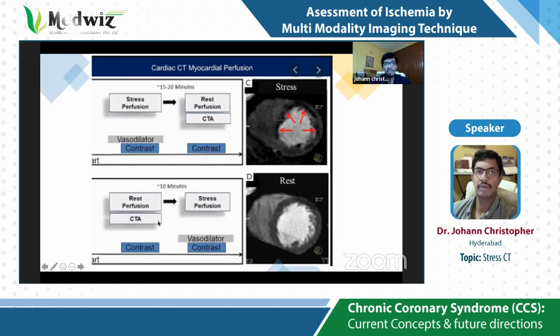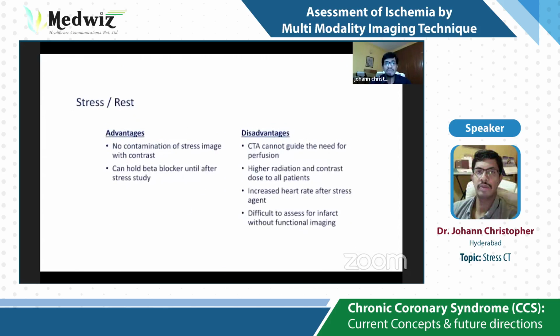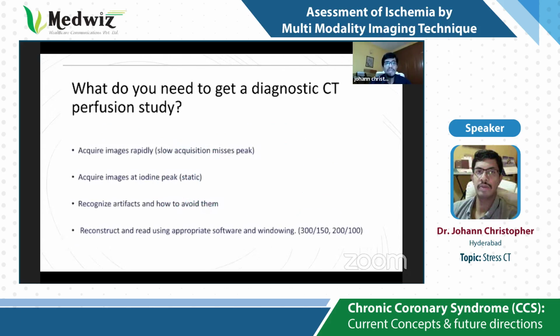contrast contamination. Now, the proponents of the rest perfusion first say that if you do get a normal CTA, you don't have to do the second scan. And the other advantage is that there's a reduction in radiation. Now, what about post-processing? The post-processing is very crucial, and it takes time, and there is a fairly long curve to acquire that kind of excellence that is required.